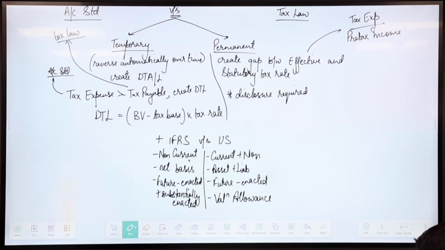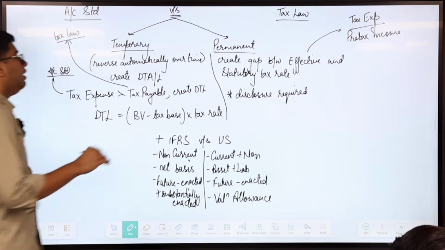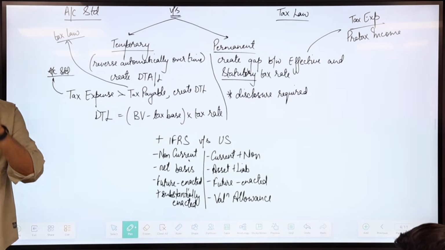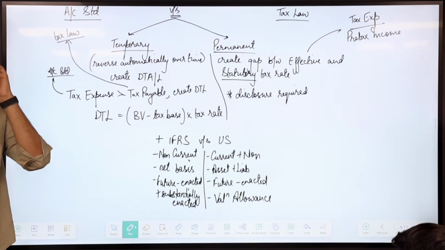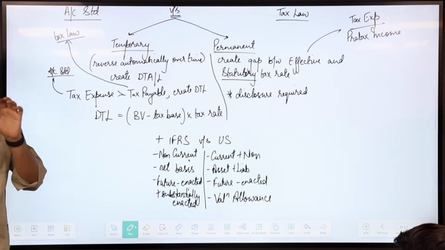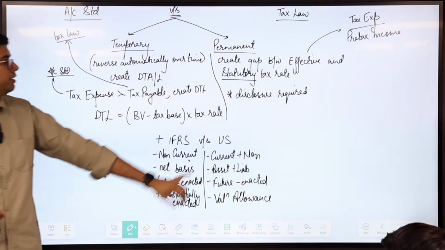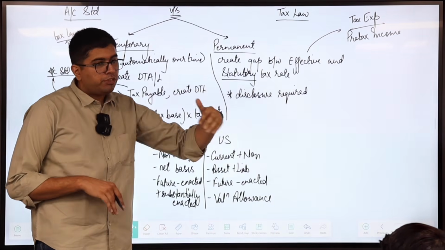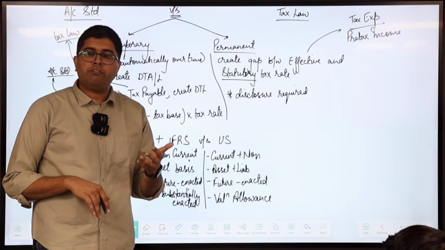So effective and statutory tax rate. Statutory tax rate is what is written in the law. Every year we have the parliament session budget where tax rates are announced. So what is written in the Income Tax Act, that is statutory. But what you can infer from the financial statements of the company, that is called effective.